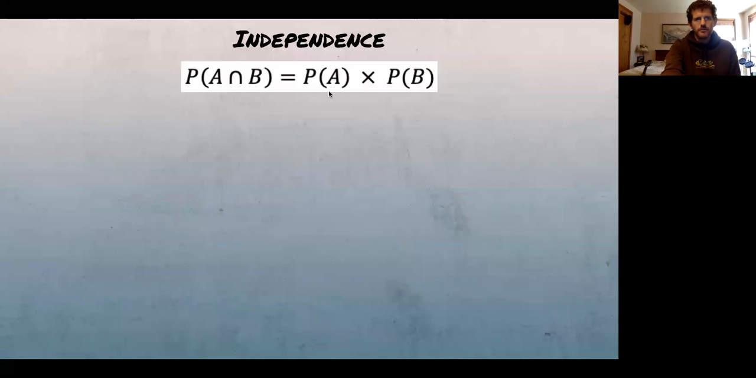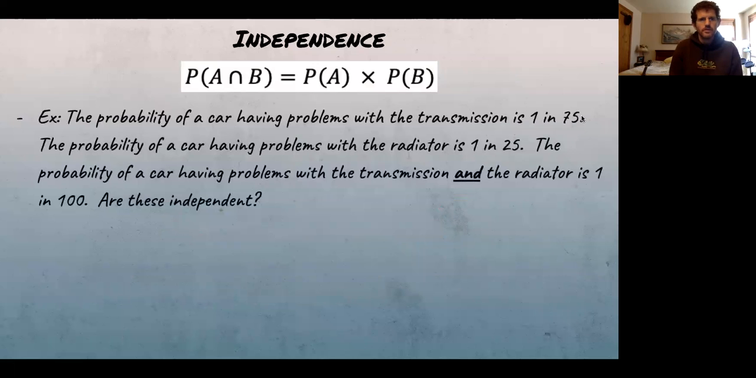All right, so I kept the formula up here. The probability of A and B has to equal the probability of A times the probability of B if these two events are independent. So here we go. The probability of a car having problems with the transmission is 1 in 75. The probability of a car having problems with the radiator is 1 in 25. The probability of a car having problems with the transmission and the radiator is 1 in 100. Are the first two independent?